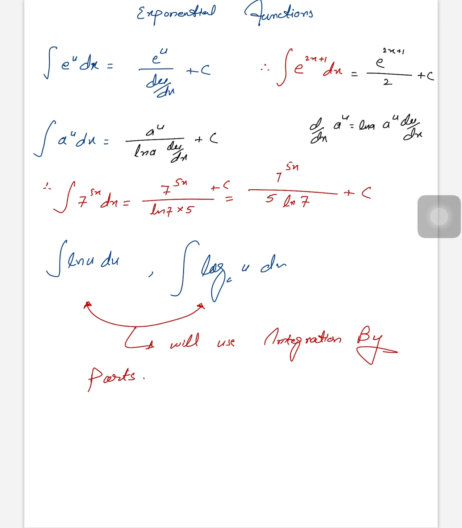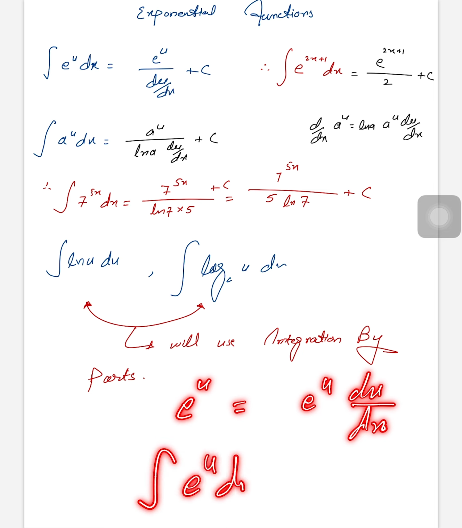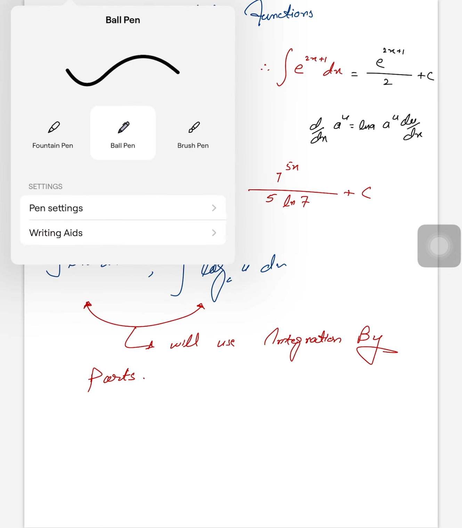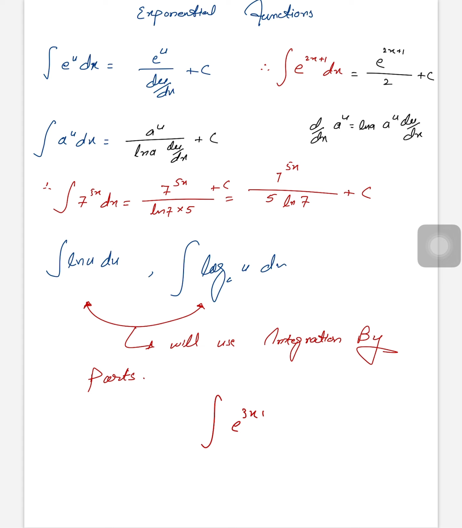Similarly, as the derivative of e to the power u is e to the power u multiplied by the derivative of u, the integration of e to the power u will be e to the power u divided by the derivative of u, because integration is the inverse process of differentiation. I hope you are understanding these things. Like the integration of e to the power 3x plus 1 dx will be e to the power 3x plus 1 divided by the derivative of 3x plus 1, that is 3, plus c.